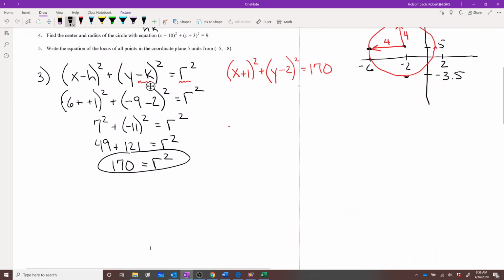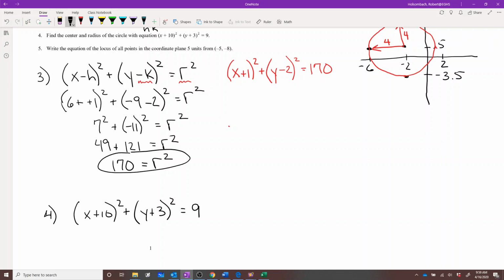Alright, number 4. Find the center and radius of the circle of the equation. We got X plus 10 squared and Y plus 3 squared, and that's equal to 9. So the center of this circle is going to be located at -10 and -3, and the radius is going to be equal to the square root of 9, which is 3.